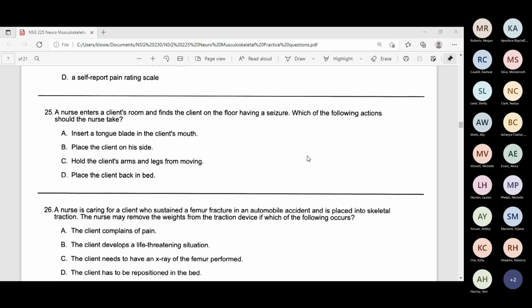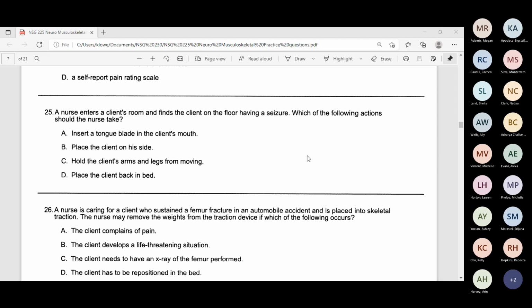A nurse enters a client's room and finds the client is on the floor having a seizure. Which of the following actions should the nurse take? B. Yeah, place the client on his side. I think we have one similar to this. They just reworded it. So we don't ever want to put something in the client's mouth.